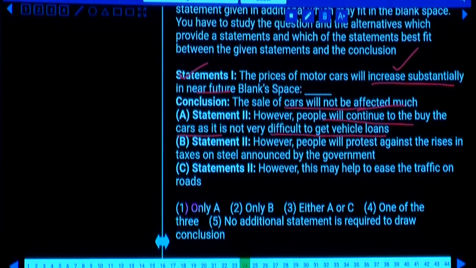Then what is the second? However, people will protest against the rise. If people protest against the rise, the sales will not be constant. The sales will come down. Hence, this cannot be. Then the third one: however, this may help to ease the traffic on the roads, and this is ruled out. Hence, what is your answer here? Only one, that is choice 1.